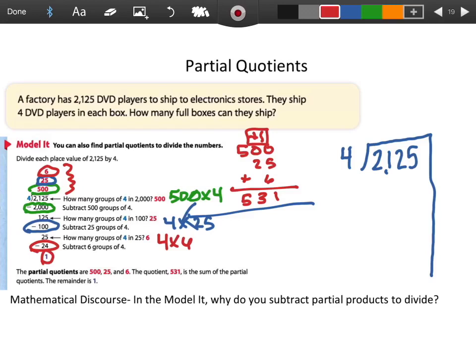Now, mathematical discourse. Let's think about this. In the model it, why do you subtract the partial products to divide? I'm going to give you a few seconds to think about that. Why do you subtract?